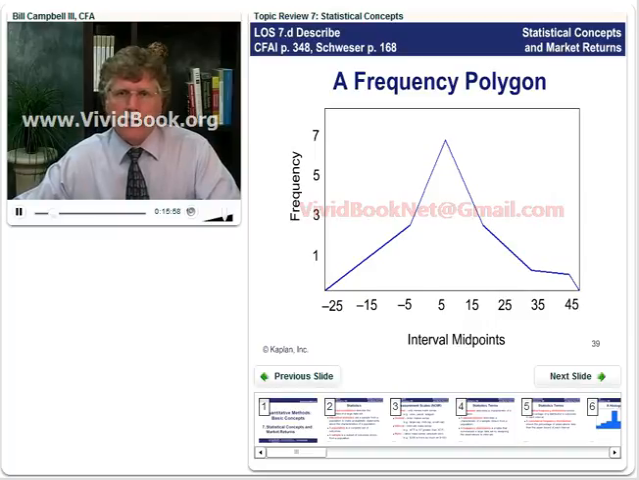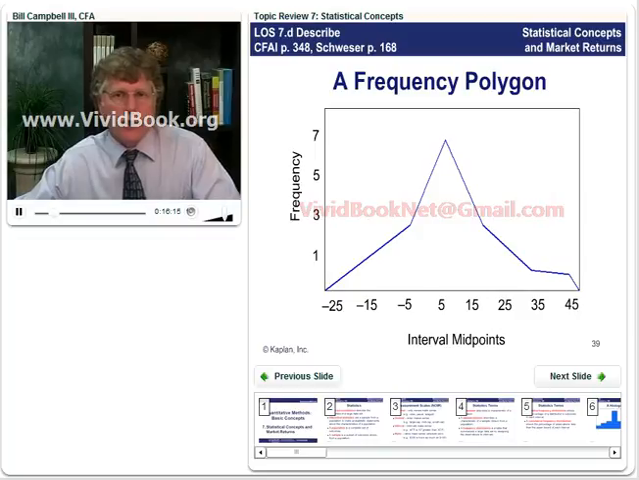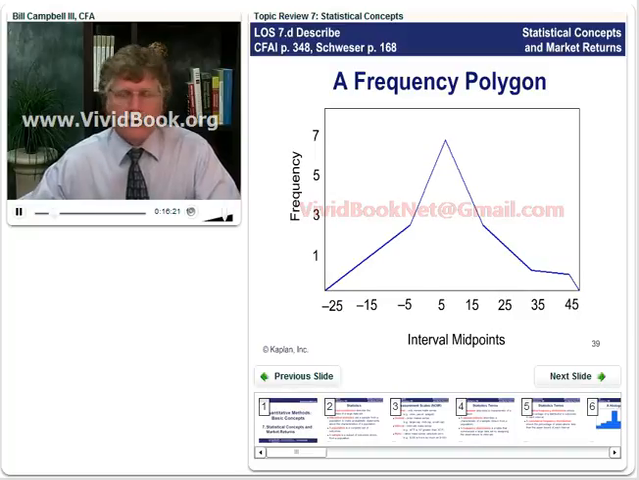So this frequency polygon is presenting exactly the same data that we saw on the previous slide in the histogram, but it's presenting it as a polygon. Slightly different presentation, same data. You have to know which one is which. They could ask you a question. They may describe the kind of graph and ask you to tell whether it's a frequency polygon or a histogram or something else. That's the sort of thing you need to know about this.